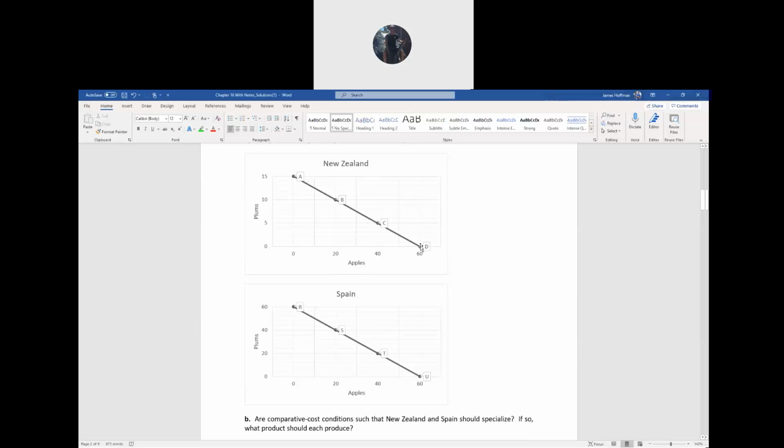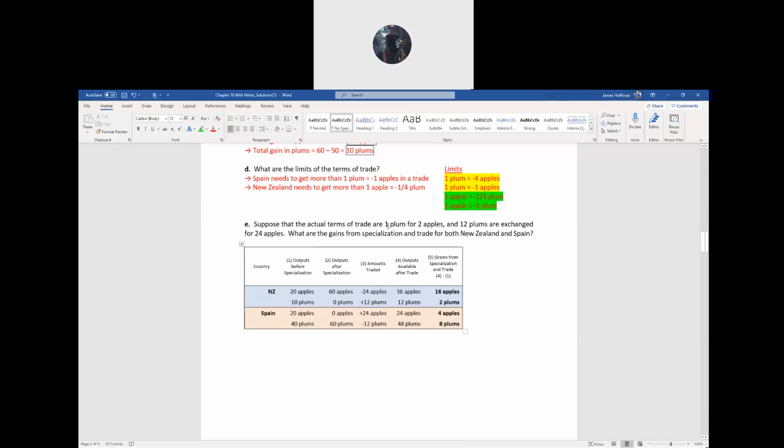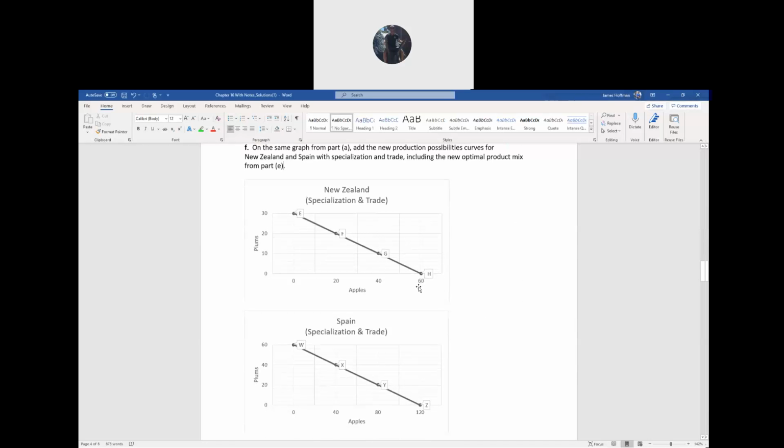So start with the specialization point, and then show the curve. Essentially, if you draw a new intercept by trading all the goods they specialize in, then that'll show you where the line hits. So if we're trading apples and plums at 1 plum for 2 apples, okay, that means that we got 60 here for the specializing for New Zealand, and we got 60 here, and that means they can trade any of these 2 plums for apples.